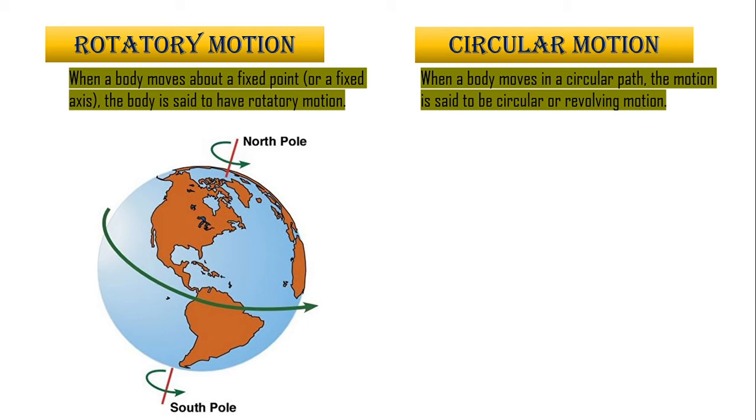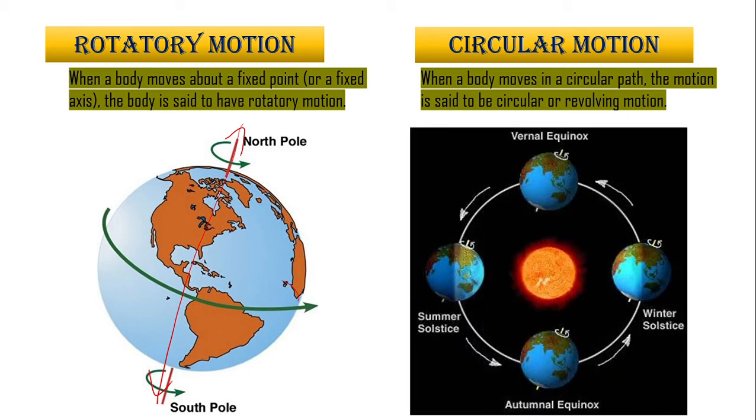So an example of rotatory motion: earth moving on its axis. So this is the axis of the earth, and earth goes round its axis. So it completes one rotation, that is one day. And the same earth goes round the sun. So it is performing a circular motion. Over here it is going around the sun. Over here it is going around itself, so it is moving on its axis. So if something is moving on its axis, we call it rotatory motion, and if it is going around something, we call it circular motion.